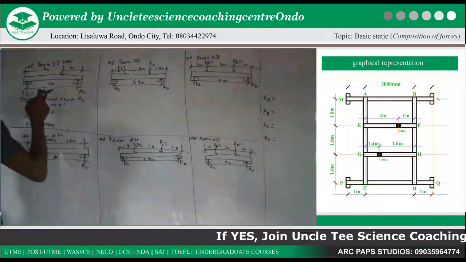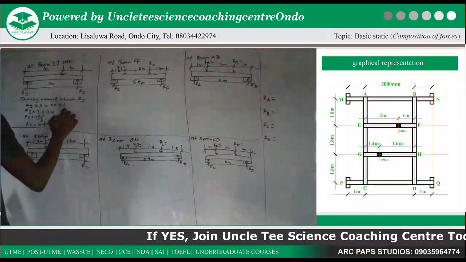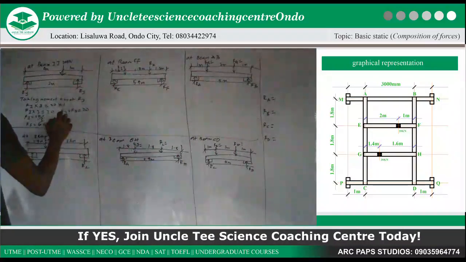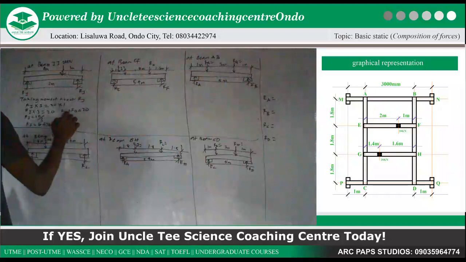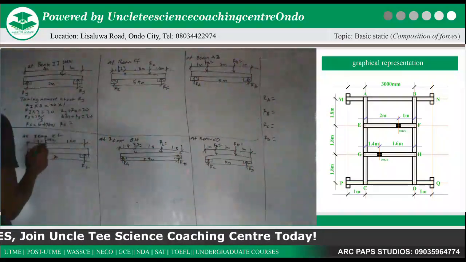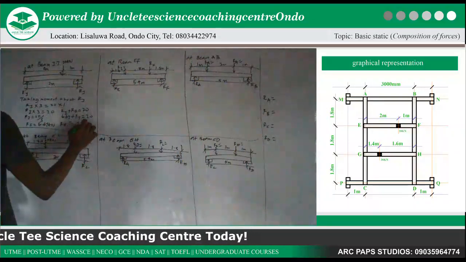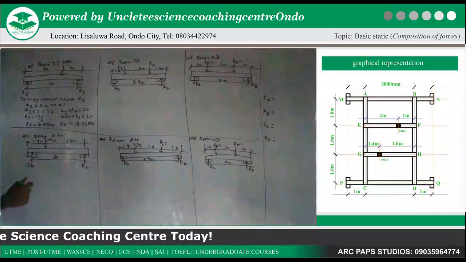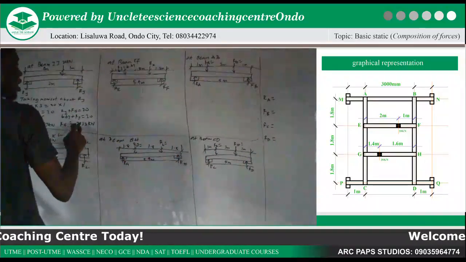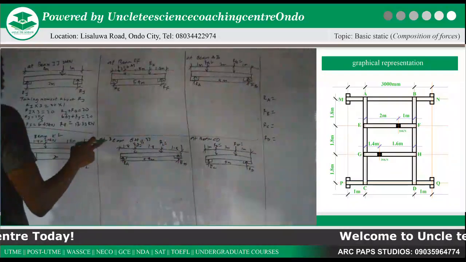Now, our total upward forces RI plus RG is equal to our total downward forces, 20 kN. So it means that 6.67 plus RG will give us 20. Our RG will then give us 20 minus 6.67, which will then give us 13.33 kilonewton. So it means our RI is 6.67, and our RG is 13.33. Now we've gotten our RI and our RG.